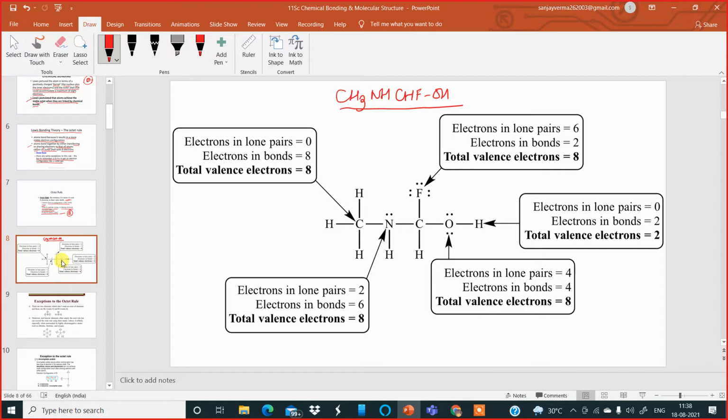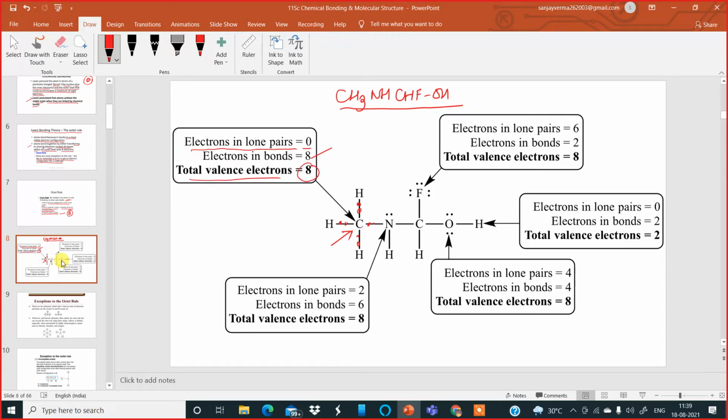Now just look at the structural formula carefully and focus your eyes on this carbon. On this carbon, there is no lone pair, so electrons in lone pairs is 0. Then electrons in bonds: 2 plus 2, 4, 5, 6, 7, 8. So electrons in bonds is 8. There are 8 electrons around carbon in the form of bonding electrons, so total valence electrons becomes 8 for this carbon.